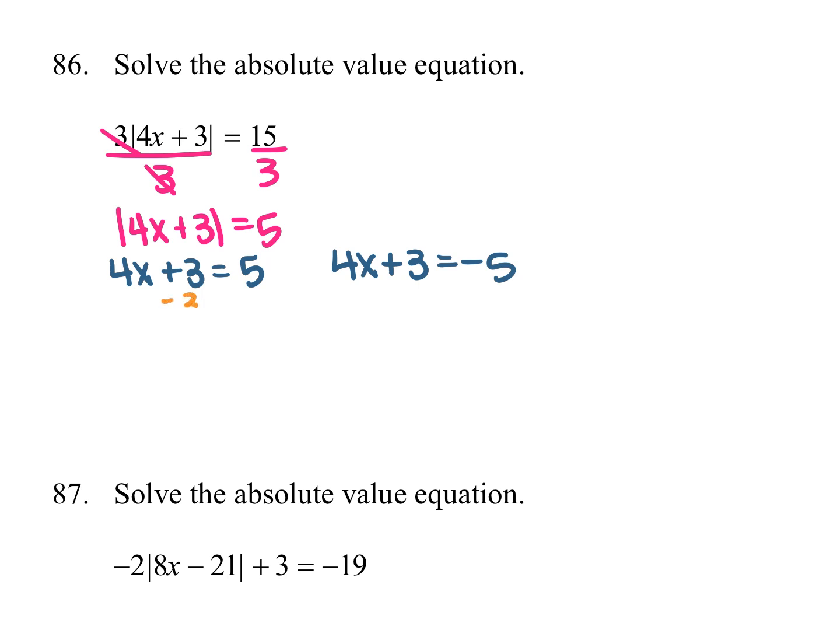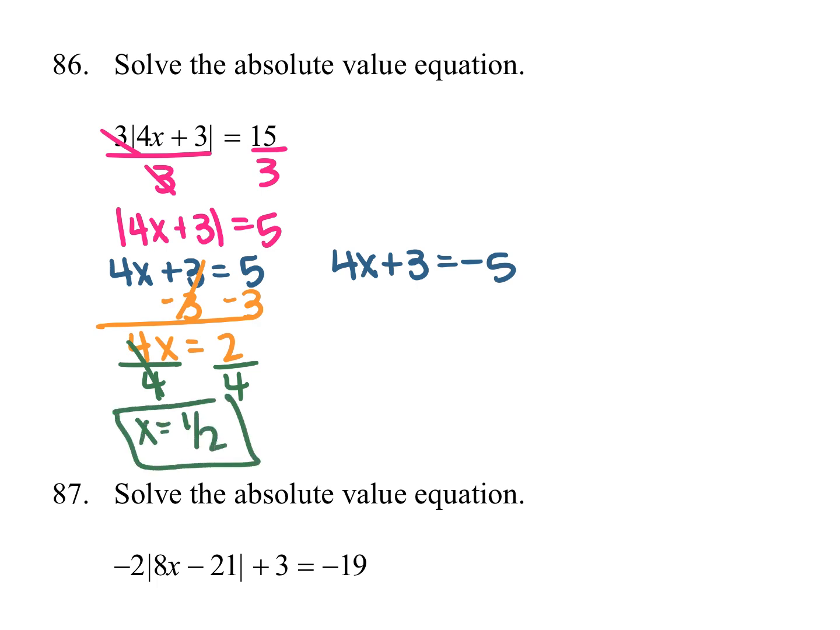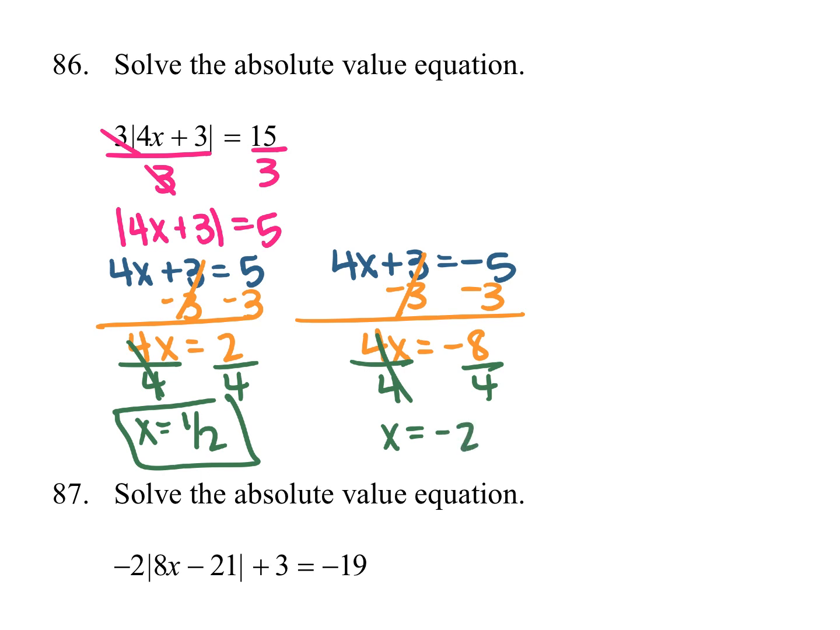From here, move your 3 over. You have 4x is equal to 2. Divide each side by the 4. You get that x is equal to 1/2. For the other one, move the 3 over, subtract it from both sides. You get 4x is equal to negative 8. Divide each side by the 4. You get that x is negative 2.